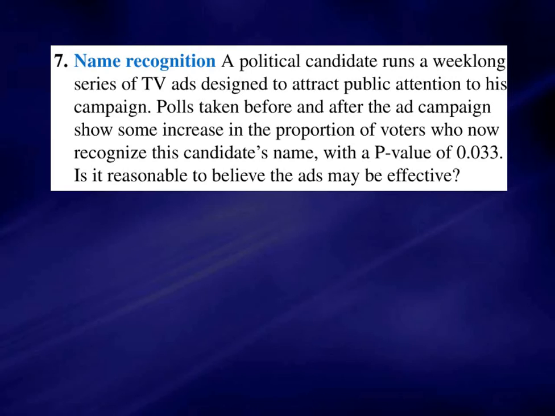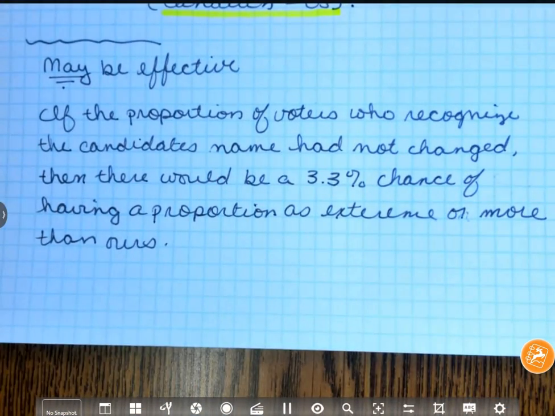Okay? So my first question is, is it reasonable to believe the ads may be effective? Why? Okay. Now, did they give me an alpha? No. If they don't give me an alpha, what am I going to compare that p-value to? 0.05. Okay, because that's just the given. And with the way I wrote my answer, the thing that you need to be very careful with is that it may be effective. Don't tell me the ads are effective.